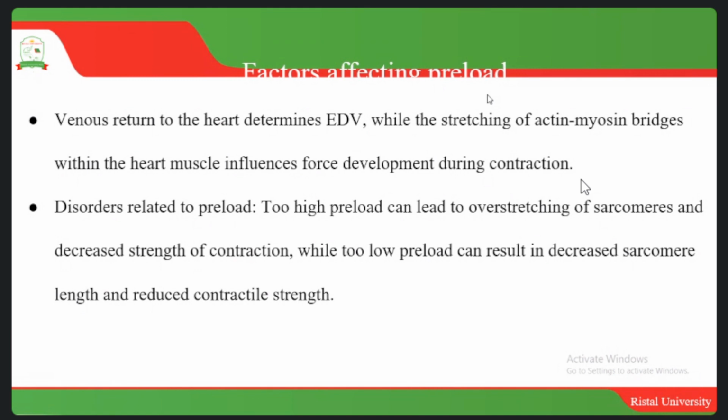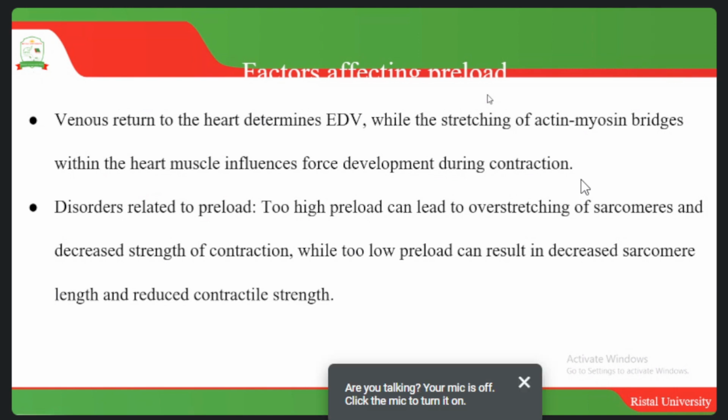So the sarcomeres and a decreased strength of contraction, when the muscles of the heart cannot contract, or they contract but the pressure, or the ability of them contracting, is very low, or it is weak, that's what can lead to some of the disorders in preload. While also too low preload can result in decreased sarcomere length and also reduced contractile strength.